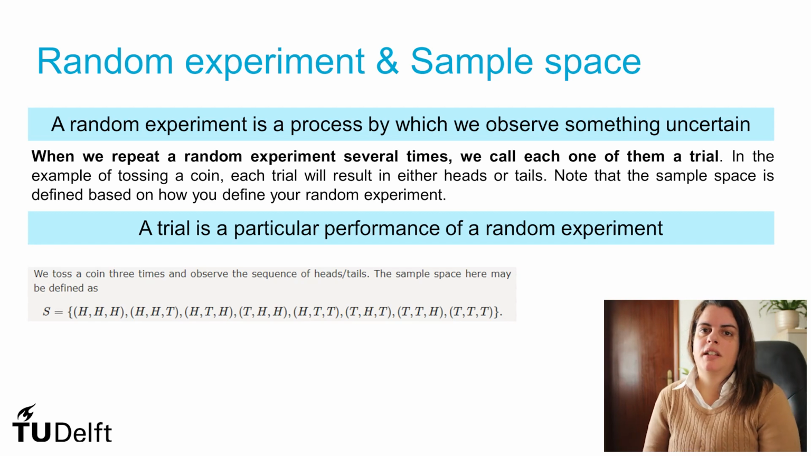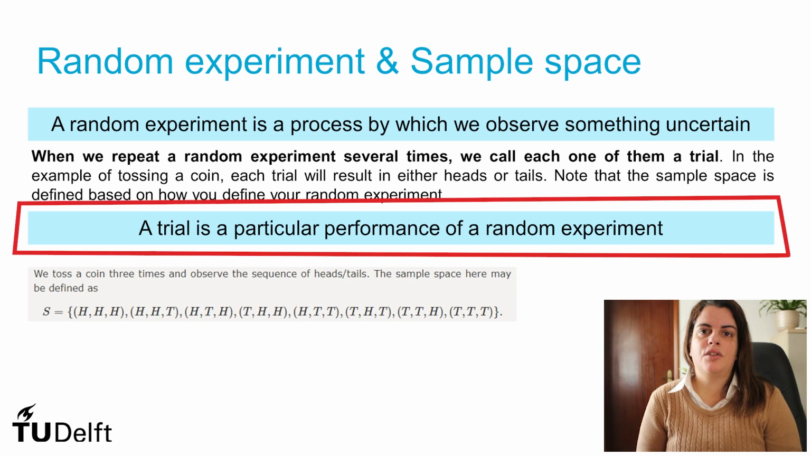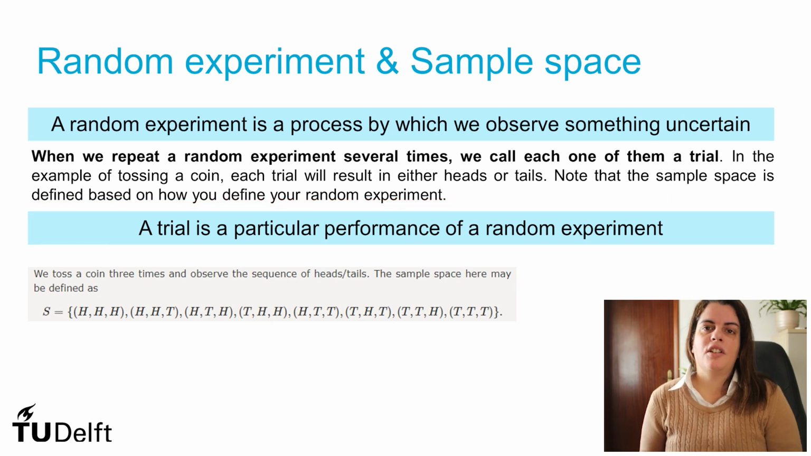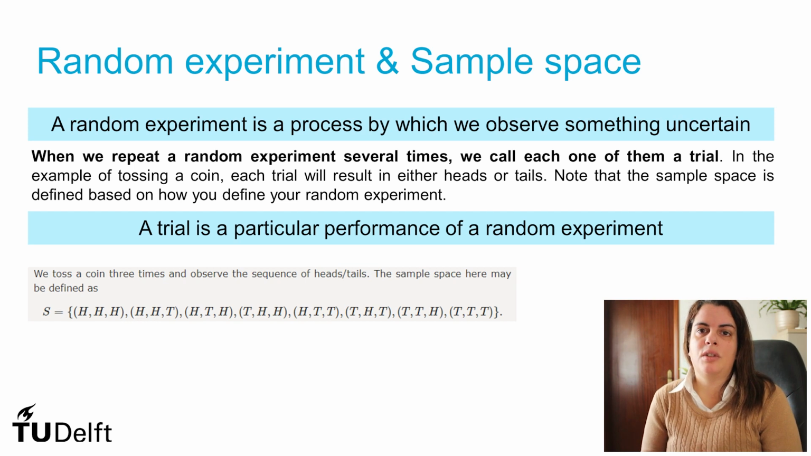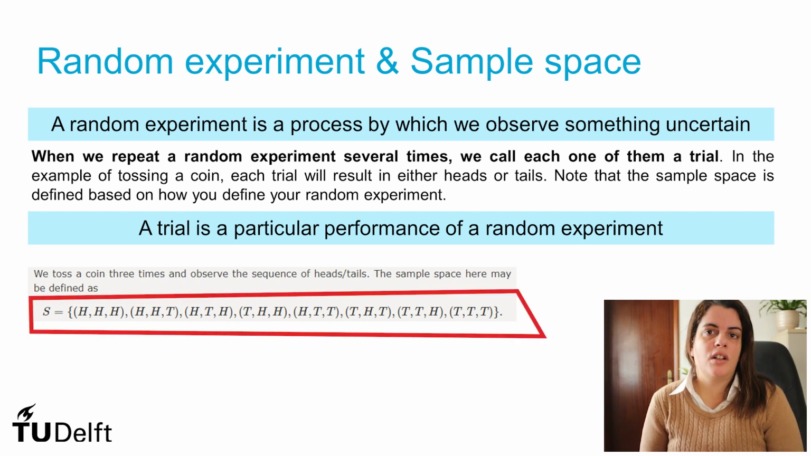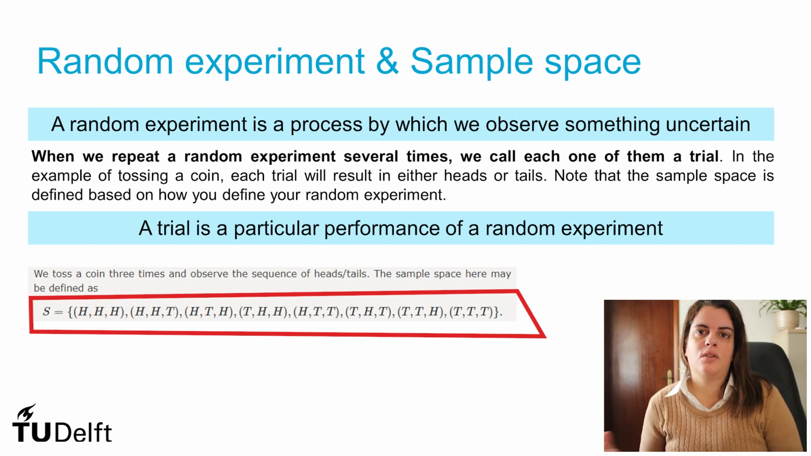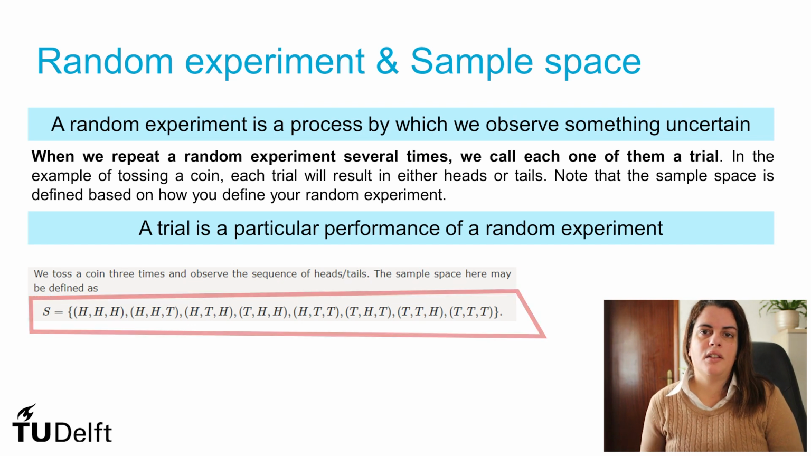Sometimes we repeat an experiment several times, and in that case we consider that each performance of a random experiment is called a trial. Consider the toss of a coin. You can do it just once, but you can do it twice, or you can do it 3 times. In the case of tossing a coin 3 times, the sample space becomes much larger than when you just toss the coin 1 time. Because the outcomes can be, for instance, heads, heads, heads, or heads, tails, heads, or tails, tails, tails, and so on.